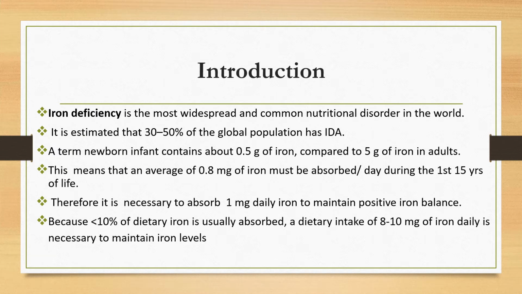As an introduction, iron deficiency is the most widespread and common nutritional disorder in the world. It is estimated that 30 to 50% of the global population has iron deficiency anemia. A term newborn infant contains about 0.5 gram of iron compared to 5 gram of iron in adults. This means that an average of 0.8 milligram of iron must be absorbed daily during the first 15 years of life. Therefore, it is necessary to absorb around 1 milligram of daily iron to maintain positive iron balance. Because less than 10% of dietary iron is usually absorbed, a dietary intake of 8 to 10 milligram of iron daily is necessary to maintain iron levels.